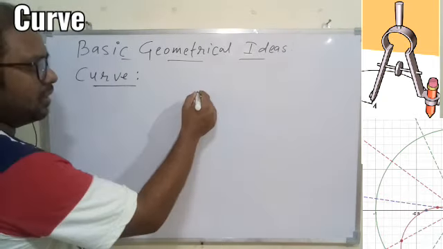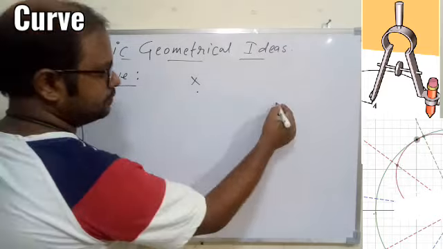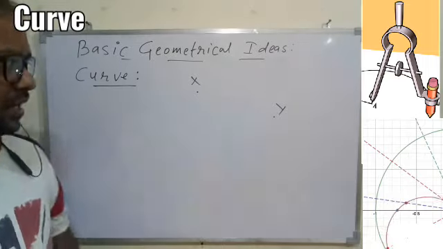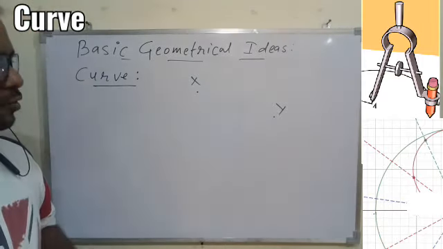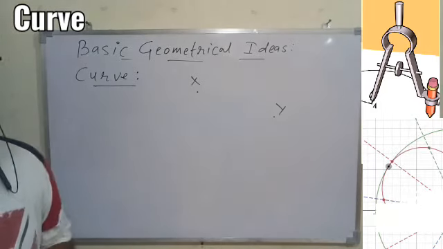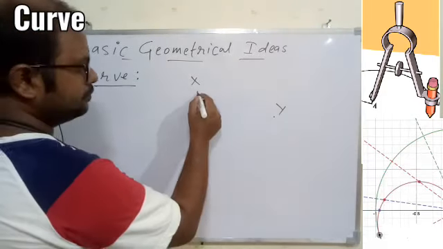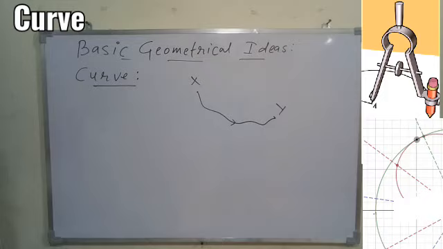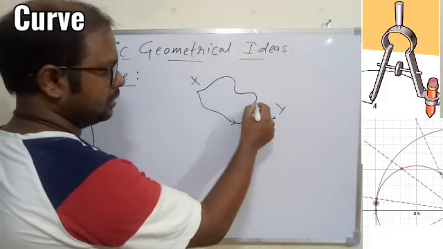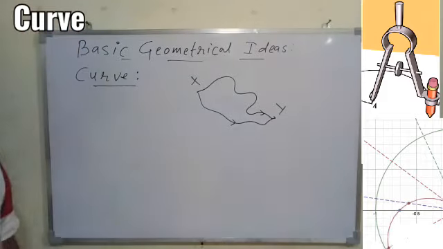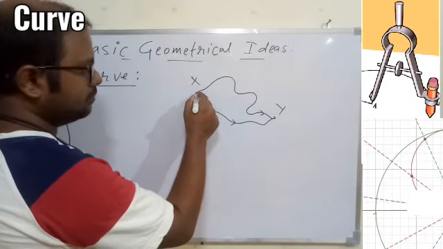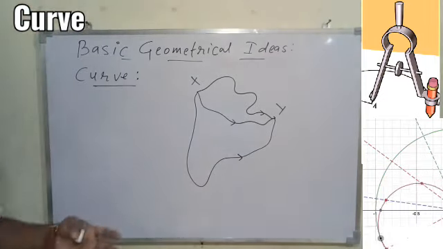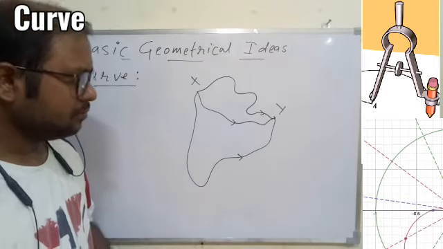We have two different points, x and y, and someone has to move from x to y. What are the different ways by which you can go to y? The very first possibility is you can follow any other path and come to y. This is one way, you can go through this long way. This is another possibility. The third possibility is you go a very long path and then come back. So these are the different ways, and we have an infinite number of possibilities by which you can move from x to y.